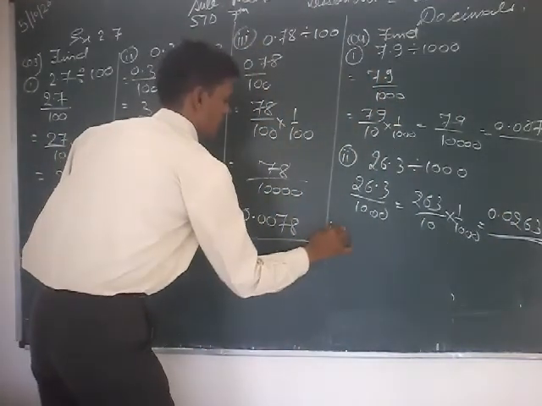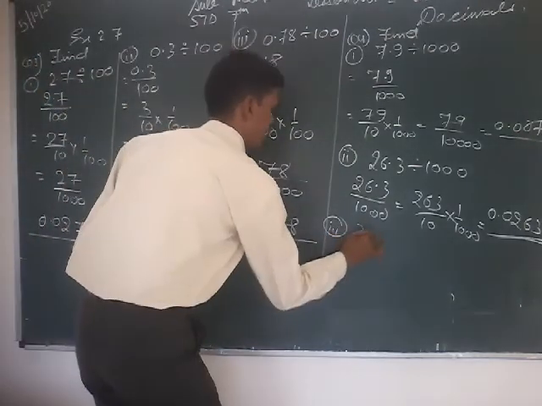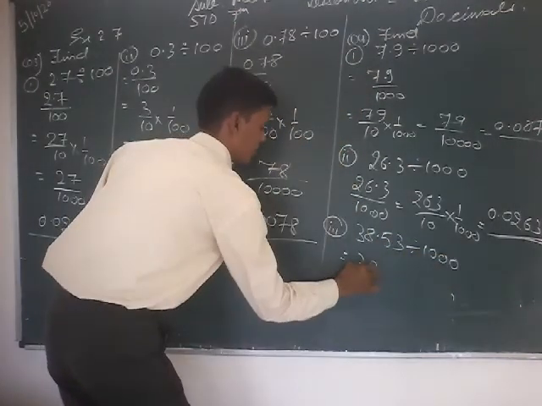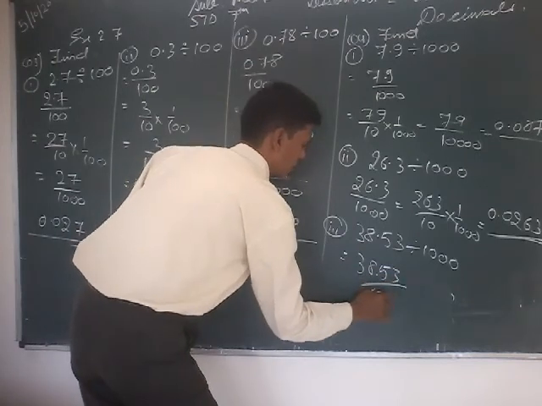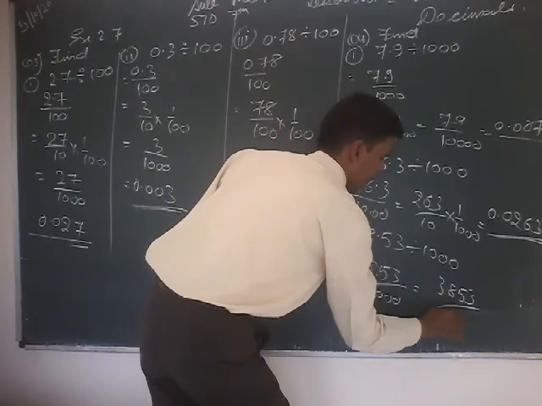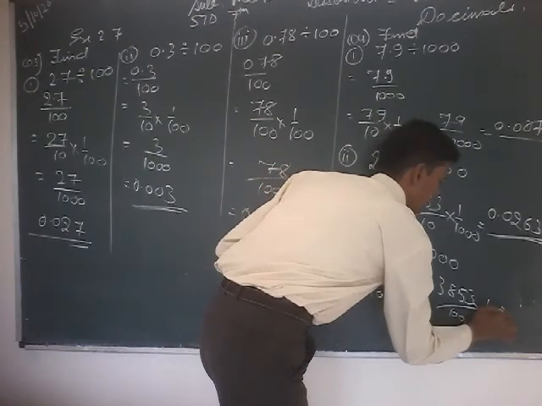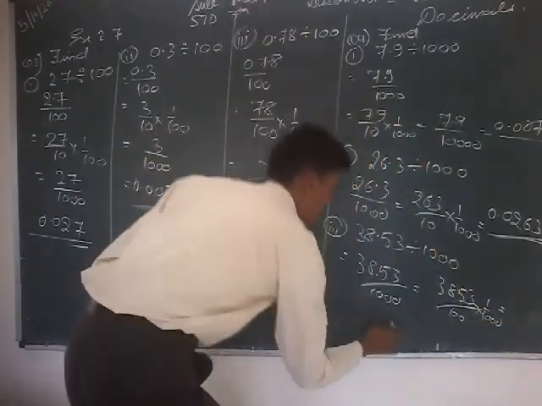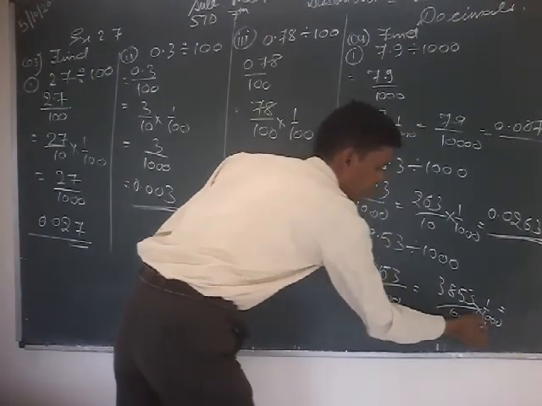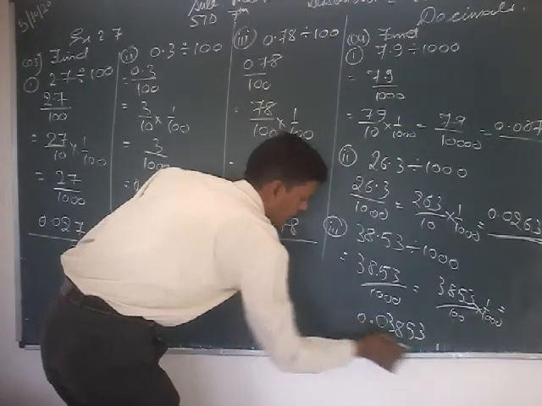Now third sum of this. What is the third sum? 38.53 divided by 1000. 38.53 upon 1000. To remove these two digits, we write 100 into 1 by 1000. Now we write 3853 upon 100000. Count 1, 2, 3, 4, 5. There is no fifth place, so we put a 0 and the decimal point. This is the answer of this question.